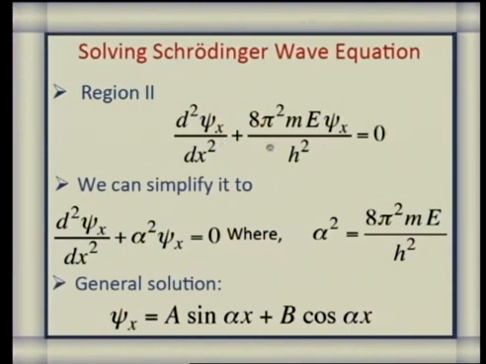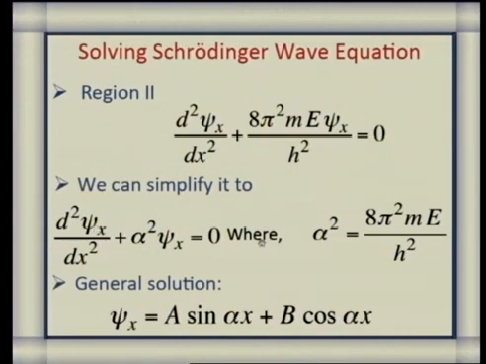Now this is a little complicated equation, but we can simplify it by seeing that this whole thing is a constant. 8 is a constant, so is pi, the mass of the particle is constant, so is energy, and h is Planck's constant. If I take this whole term other than psi x to be equal to alpha square, then I get the expression d2 by dx square of psi x plus alpha square psi x is equal to 0.